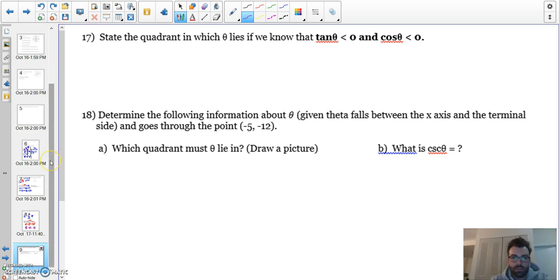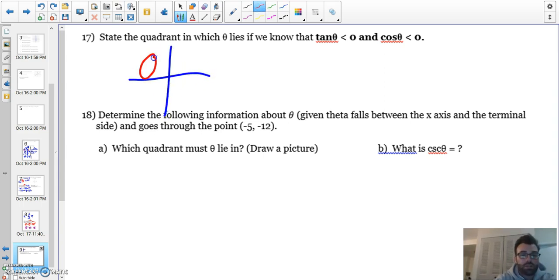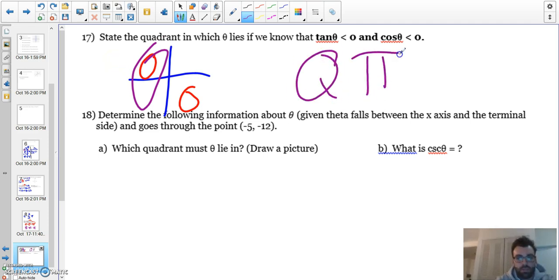State which quadrant theta lies in if we know that tangent is less than 0, which means it is negative, and cosine is also less than 0, which means cosine is also negative. So think about your quadrants. All right. Tangent is negative in quadrants 2 and 4. Okay. Cosine is negative in quadrants 2 and 3. Well, where do they overlap? There's this overlap here. So they overlap in Q2. There's our answer. All right.